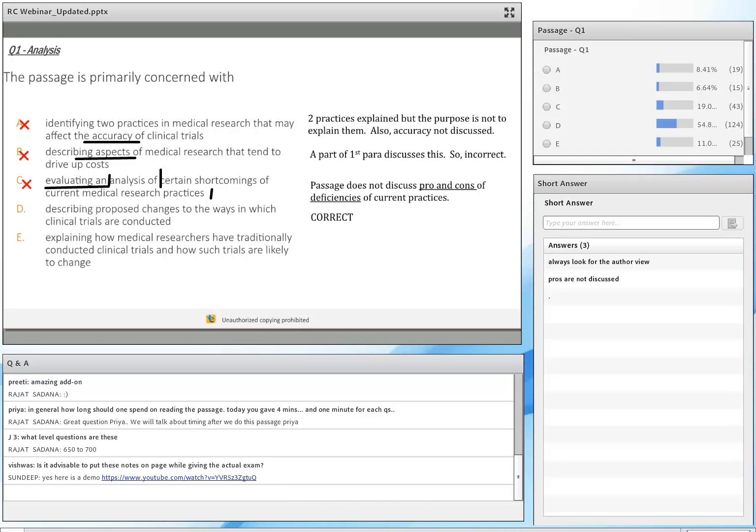Choice D, which is the correct answer, says he is describing the proposed changes to ways in which clinical trials are conducted. So we talk about proposed changes. That's what FNM are saying. The author describes what those changes are, and these changes pertain to how clinical trials are conducted. So everything in this is correct, which makes this the correct answer.